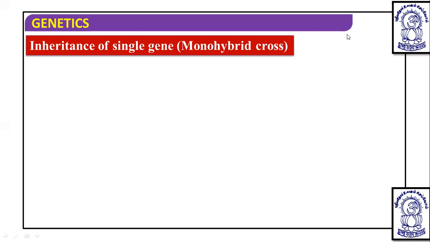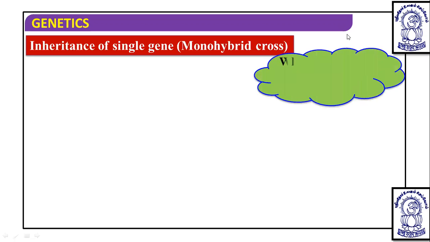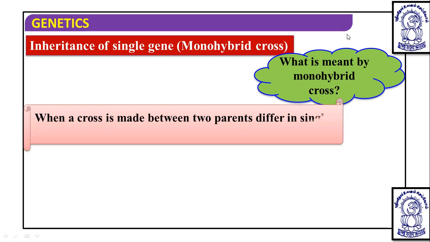So let's talk about this monohybrid cross, which deals with the inheritance of a single gene coding for one character. What is meant by monohybrid cross? When a cross is made between two parents that differ in a single character, and both parents have alternative forms of the character being traced, meaning one trait is present in one parent and another trait in the other parent, then it is known as a monohybrid cross.